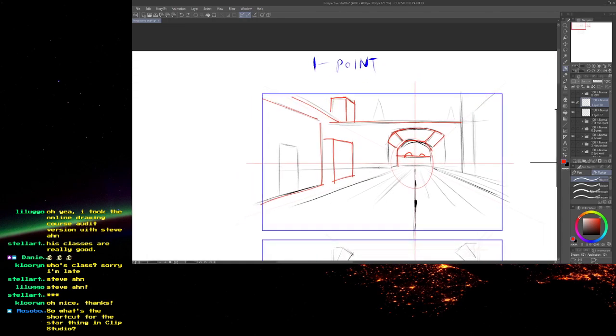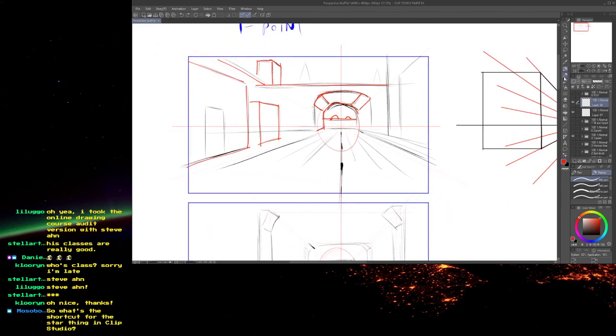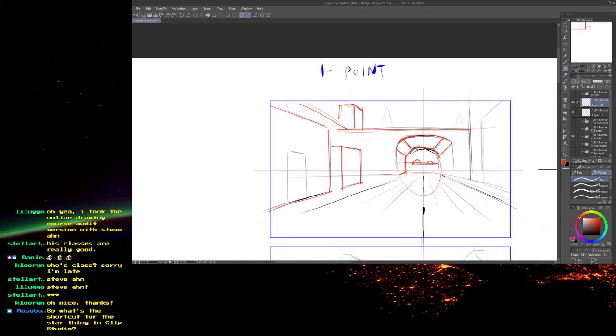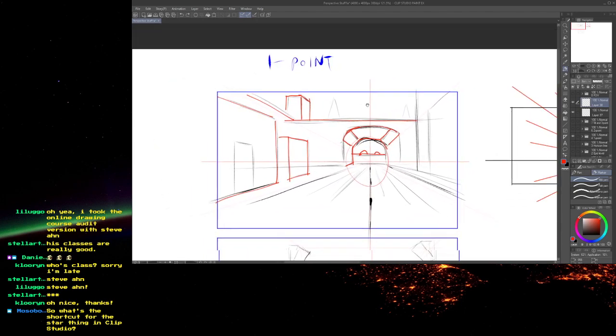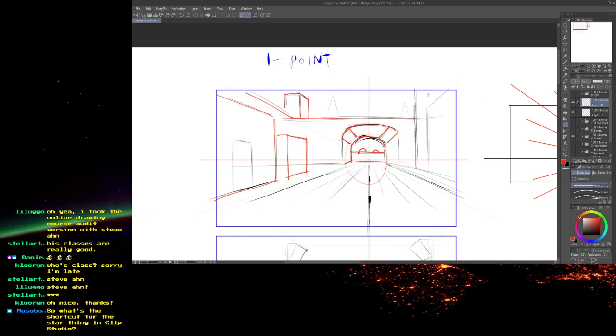I'm just doing this quick and dirty. But if you notice, the measuring lines for stuff that isn't falling to the vanishing point on here is generally parallel, 90 degree stuff like this.